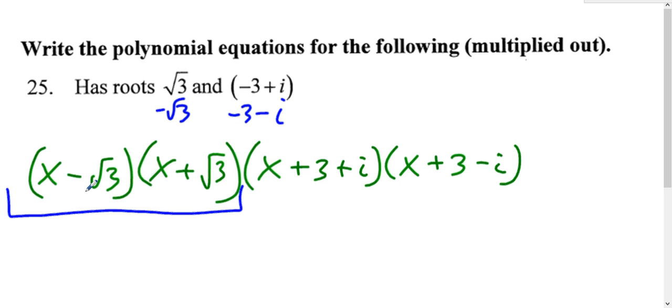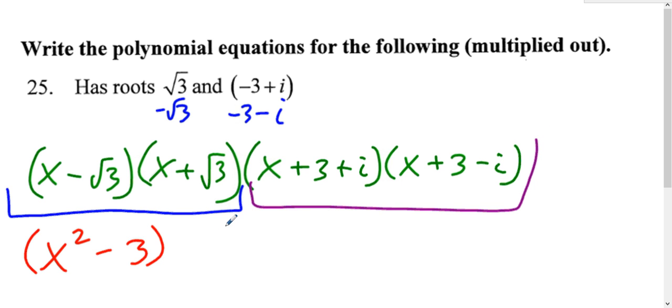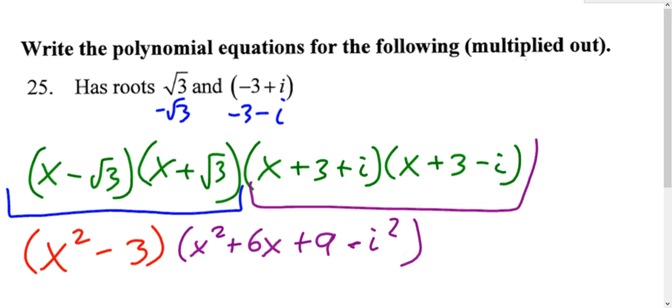So we multiply x minus square root of 3 and x plus square root of 3. We actually don't need MAM because it's just a difference of squares pattern. That's x squared. Square root of 3 times square root of 3 is just 3, and it's negative. Then on the other side, we'll use MAM shortcut. So multiply, you get x squared. Add, you get 6x. Multiply 3 times 3, you get 9. And I times I is I squared, so it's negative I squared. So that's negative 1 turns to positive 1.